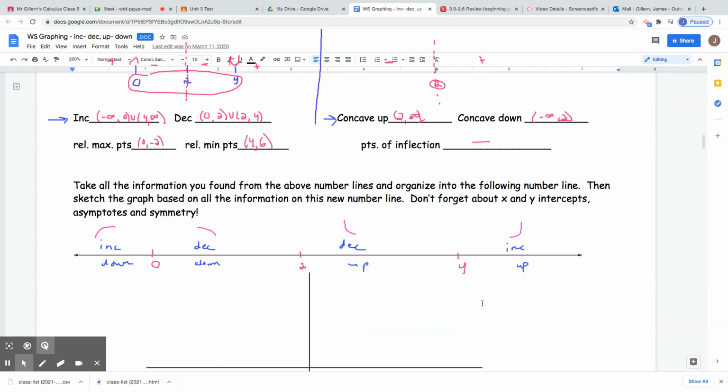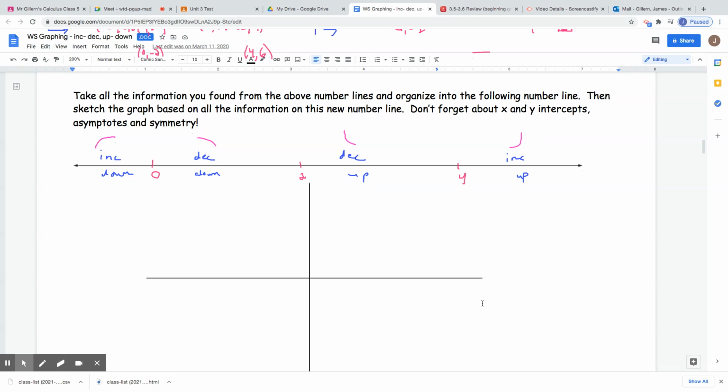All right, so now to graph this is going to be a little bit different because we have asymptotes. All right, so we got to be a little more careful with this. So the first thing we graph is asymptotes, max, mins, intercepts, y-intercepts, all that kind of stuff, points of inflection. So we had a vertical asymptote at 2.